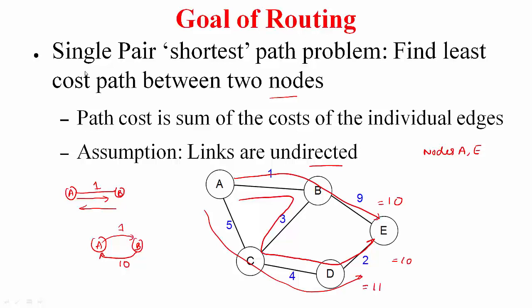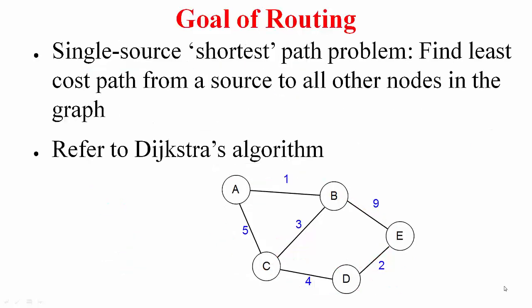Often this problem is called the single pair shortest path problem. Often in routing, we are more interested in this particular problem, that is the single source shortest path problem. What this is, you try to find the least cost path from a source to all the other nodes in the graph. Why do you think this is the focus in routing?